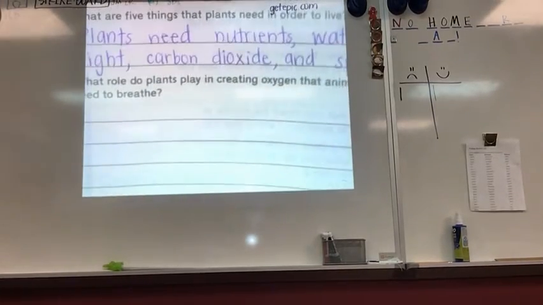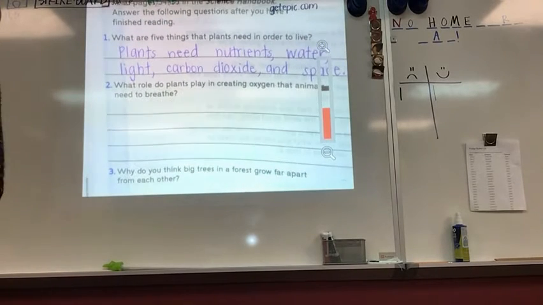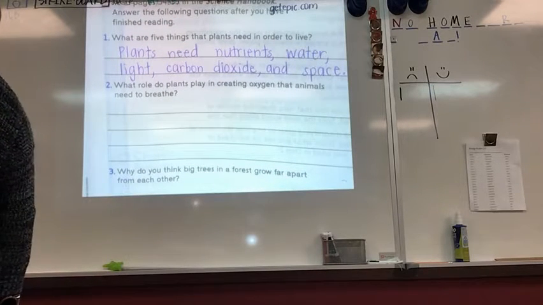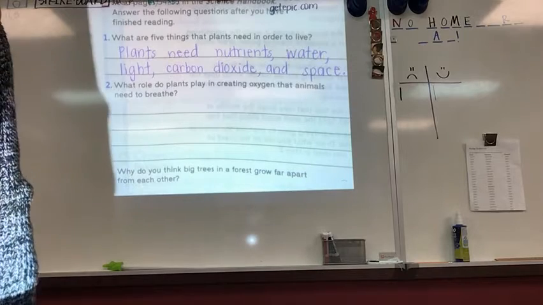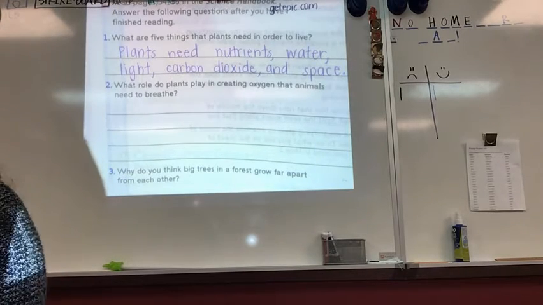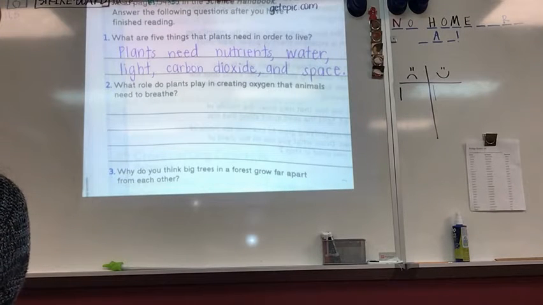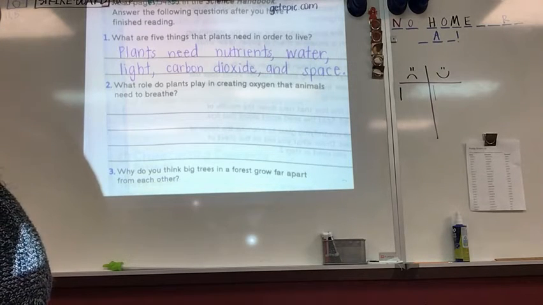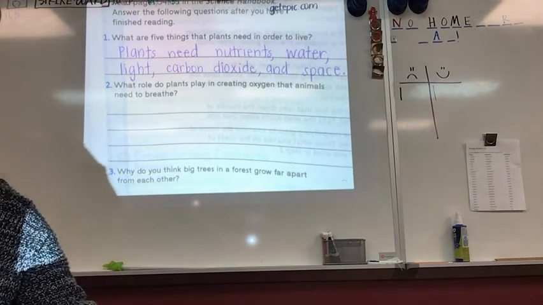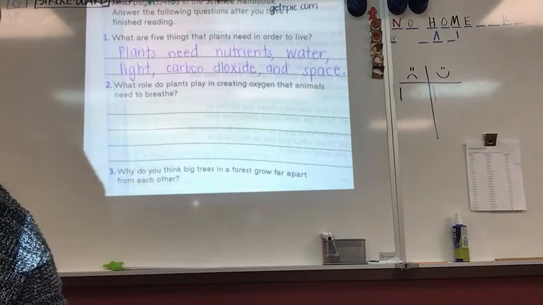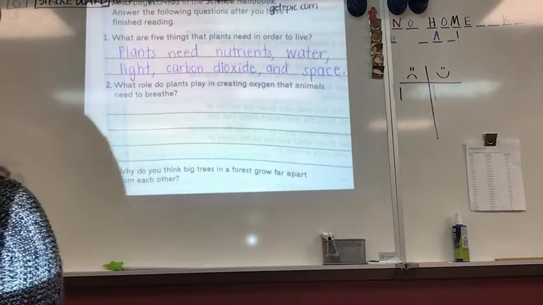So now that we've practiced, for number 2, we can ask this again. What role do plants play in creating oxygen that animals need to breathe? Who can explain to me how this all happens, Miss Rylan? To make their oxygen, they need water. They breathe in carbon dioxide, and they make it into food, and then they spray it. They don't spray it, they release it.